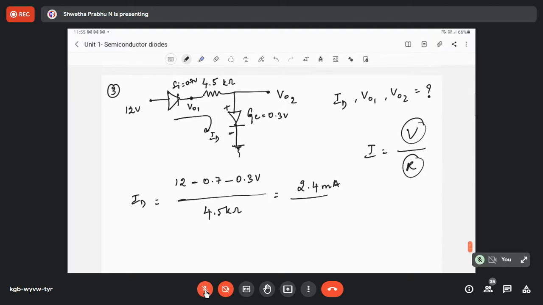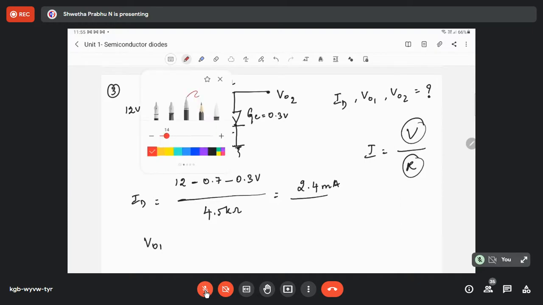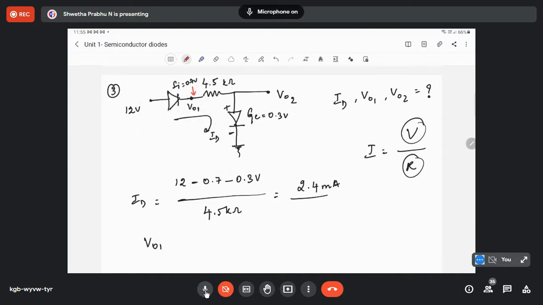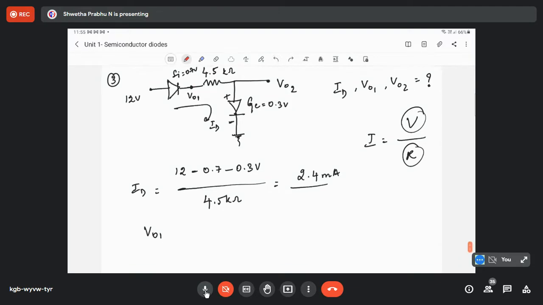Now, can anyone tell me what is the value of VO1? VO1 is here. Correct? In order to calculate VO1, it is 12 volts minus 0.7. If you do, you'll get VO1. How much? 11.3 volts. Correct. This is the answer.